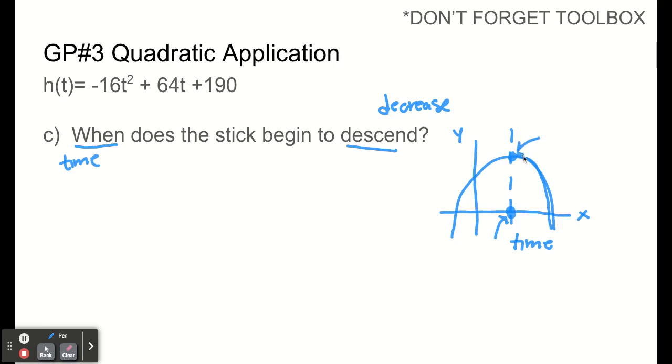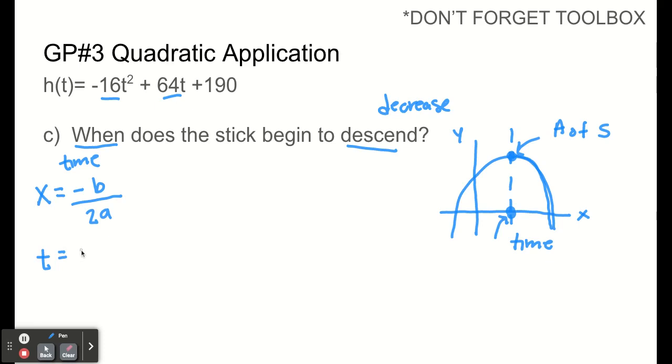So we need to find the time that the stick is at this height. So this is our vertex, but it's the x value of the vertex, which is the axis of symmetry. So recall, to find the x value of the vertex, which is also the axis of symmetry, we use the formula x equals negative b divided by 2 times a. That is how we find the axis of symmetry, which is also the x value of the vertex. Now our x is going to be replaced with t for time. Our a and b values are still the same.